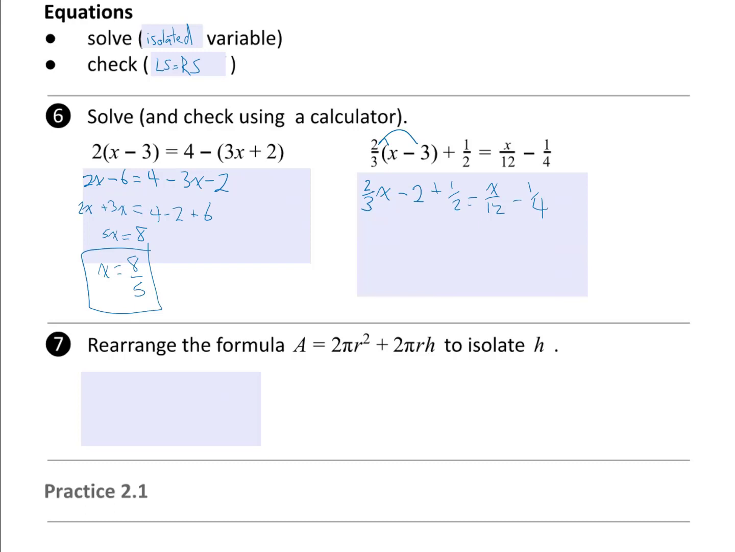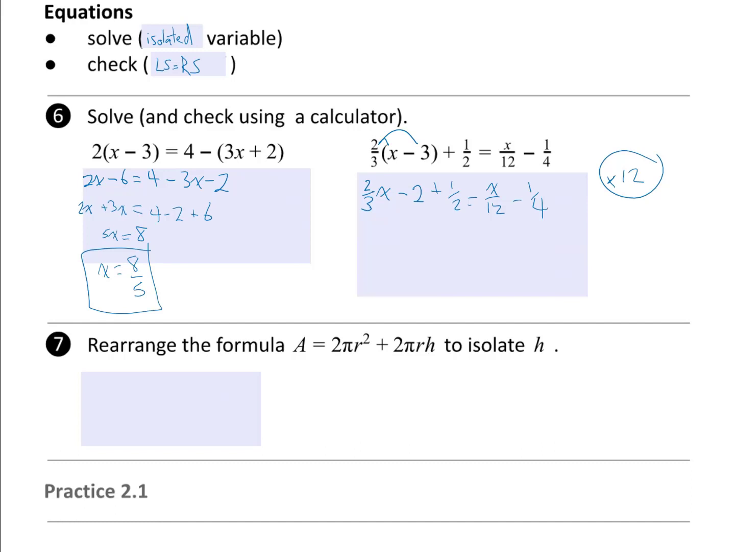So now I need to multiply everything by some number that's going to eliminate all of the fractions. And in order to do that, I have to consider all the denominators. The denominators are 3, 2, 12, and 4. What do 3, 2, 12, and 4 all go into? Well, if you said 12, you are correct. We can multiply everything by 12. And if we multiply everything by 12, we're going to eliminate these fractions.